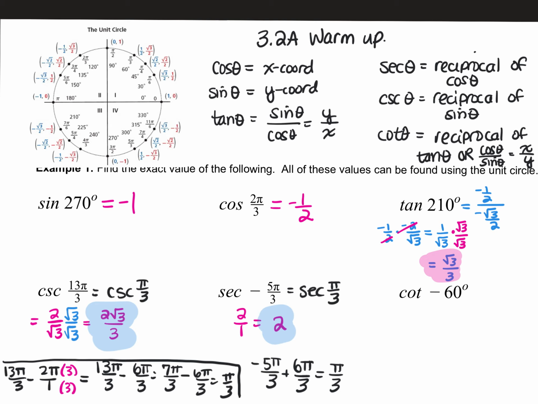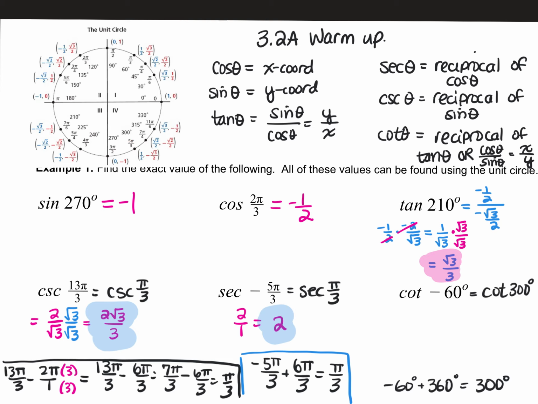And then finally, we're going to do the cotangent of -60 degrees. Once again, I want to find the coterminal angle for -60 degrees. So this time I'm dealing with degrees. I'm going to add a full rotation in degrees, which is 360. So that puts me at 300 degrees. So the cotangent of -60 is the same as the cotangent of 300. So I'm going to find 300 degrees, which is here.